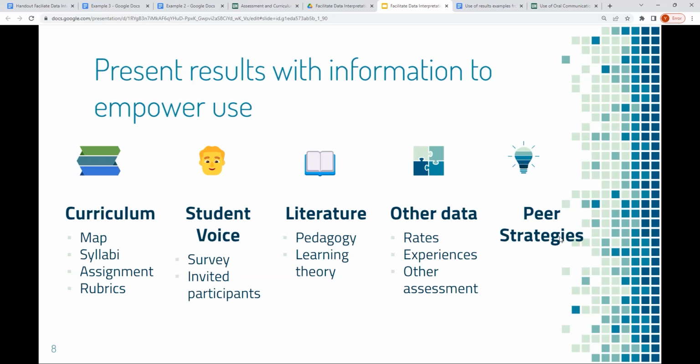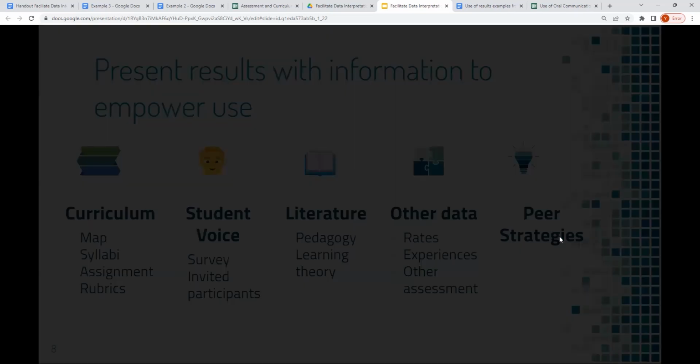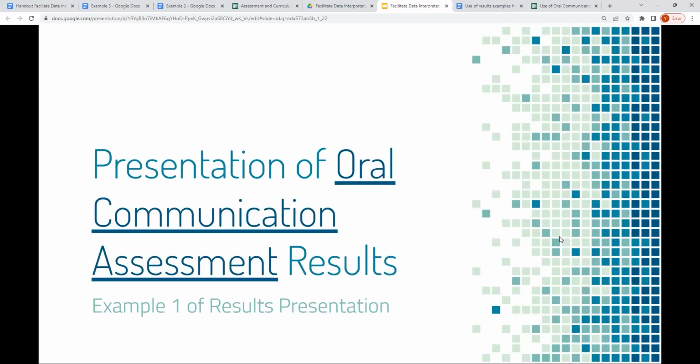and bring their solutions to light. Let me give you 3 examples of how to present assessment results with contextualized information. One of them is this oral communication assessment project that I led at our institution.